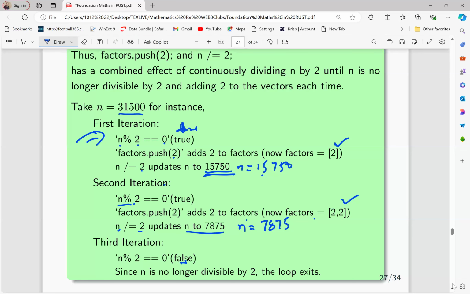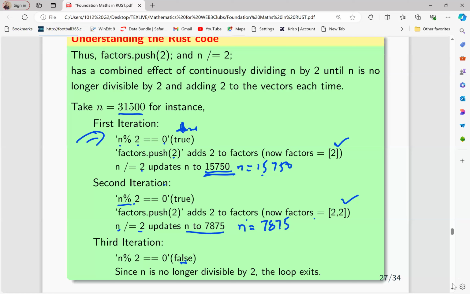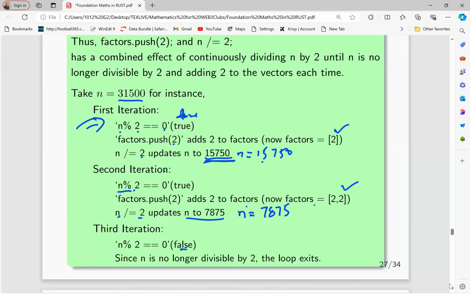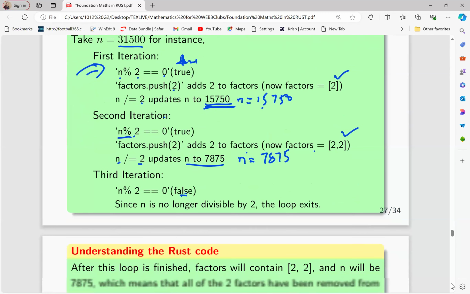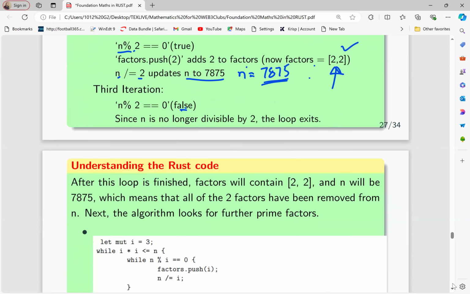So if not divisible by 2, it means we are done with this loop, so we exit it and move to the next step. But what are we moving with? We are moving from this part with the 2 factors and our new n. Our new n is now what is moving down. We are moving down with the 2 factors and our new n. Now, what is the next step?